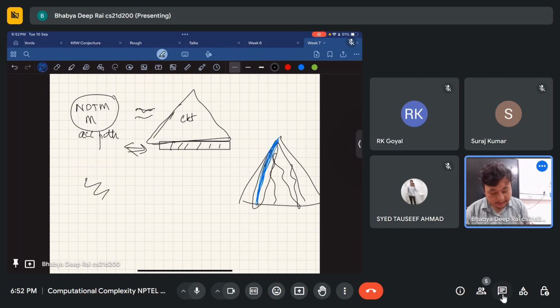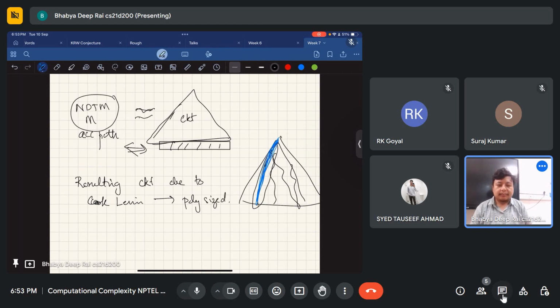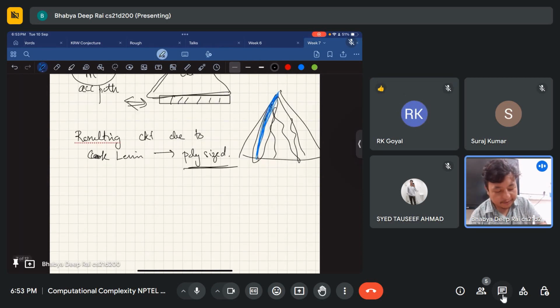So the resulting circuit due to Cook-Levin is poly-sized. Okay, this is clear, right? Yes. So you can check it once. The resulting circuit is always polynomial sized.